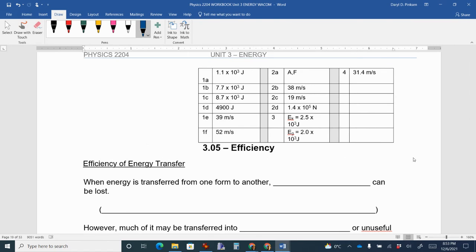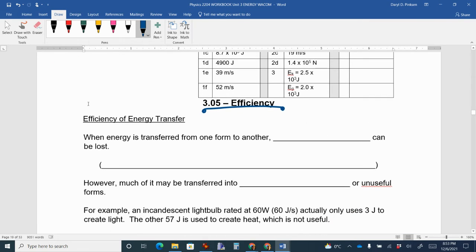So here we are on page 19 of the booklet, and we're dealing with efficiency. This is kind of like what happens in the real world. In the real world, the energy that you use doesn't all go into doing work. A lot of it is wasted. This is why machines get hot. They get hot because they're inefficient. So when energy is transferred from one form to another, useful energy can be lost.